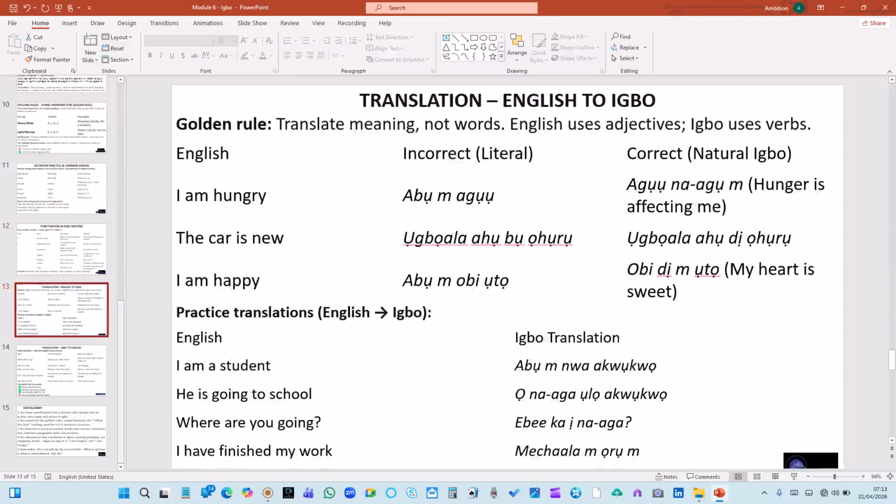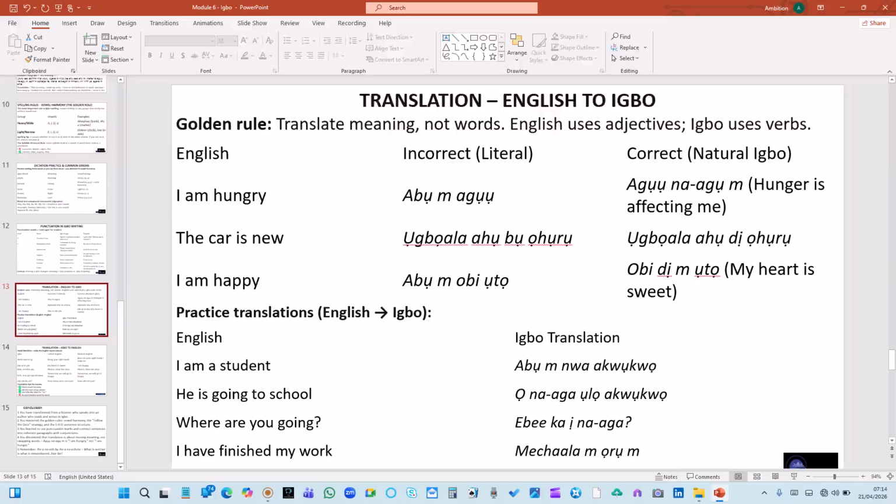Then let us look at translation, that is from English to Igbo. The golden rule: translate meaning, not words. English uses adjectives, Igbo uses verbs. I am hungry: agụ na-agụ m, which means hunger is affecting me. So the incorrect usage in Igbo is ebum agụ for I am hungry. You don't say abum agụ. You don't translate it as it is written in English, but you now say agụ na-agụ m, which means hunger is affecting me.